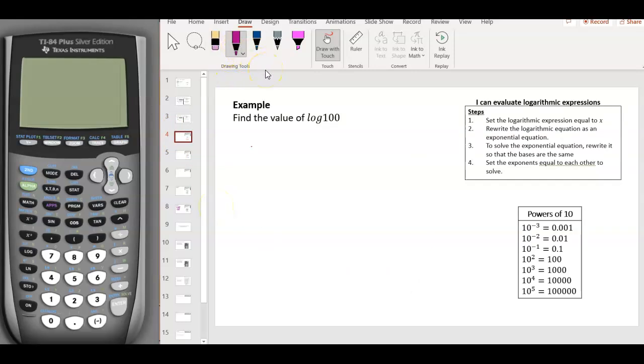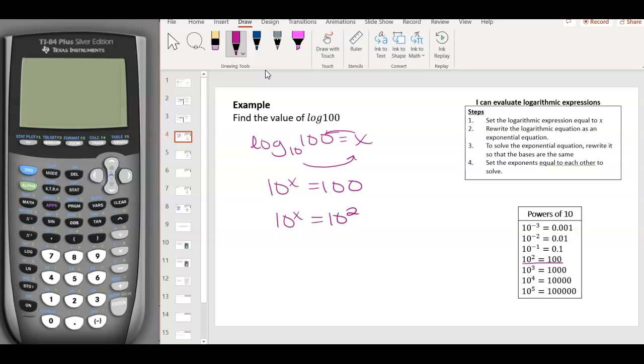For example, let's suppose we want to find the log of 100. Remember, this is telling us that we have the log base 10 of 100. We set this equal to x in order to find the value, so we can rewrite this as an exponential equation. That tells us that we have 10 to the x equals 100. Well, 100 is a power of 10. 100 is 10 to the 2. So we can say that 10 to the x equals 10 to the 2. Since we have the same base on either side, we can say that x equals 2. So that's how you would find the value of this logarithm.